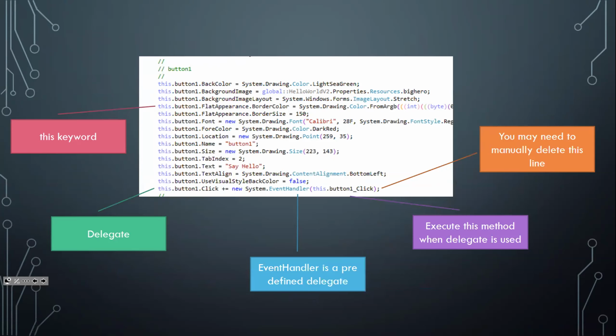So the delegate is this line of code right here where it says, my form button 1's click event is a new event handler for this button. So that line of code is the delegate. It says to run this method, button 1 underscore click, when something happens with button 1. So that's the line of code we'd need to delete.